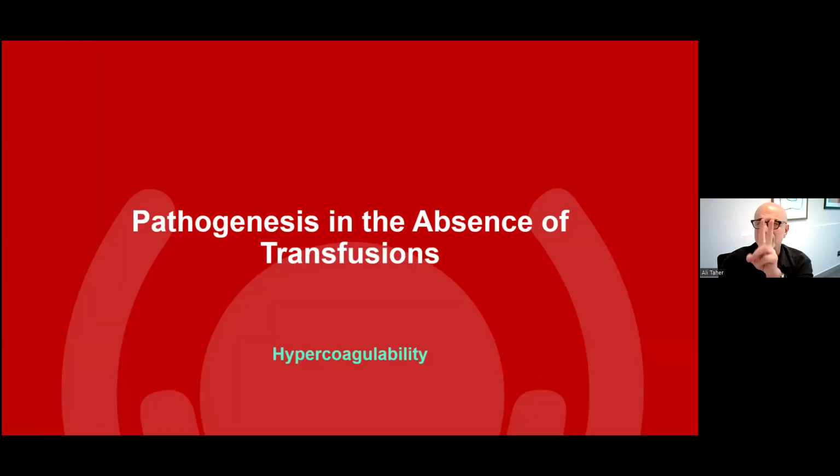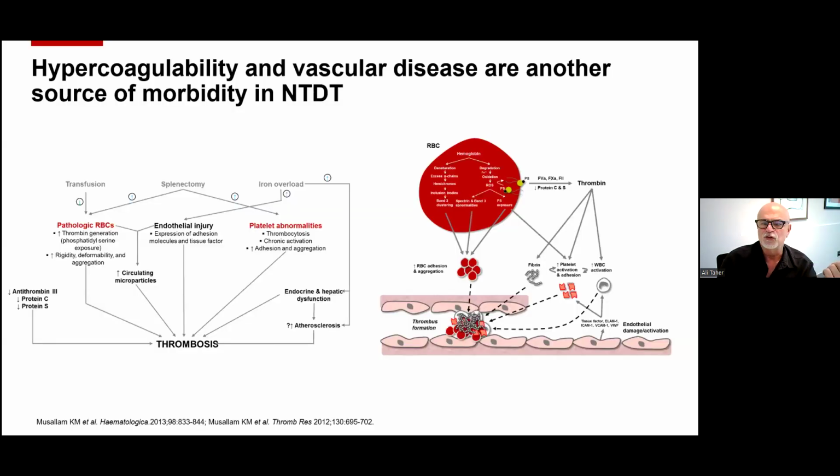So I have shown you in these two components of the presentation that a hemoglobin of 10 is really very important to reduce morbidities. A serum ferritin of less than 800 is better, and even less than 300 or around 300 is also associated with fewer morbidities in this group of patients. The third component would be the hemolysis, which would lead to hypercoagulability. We have multiple reasons why these patients are hypercoagulable.